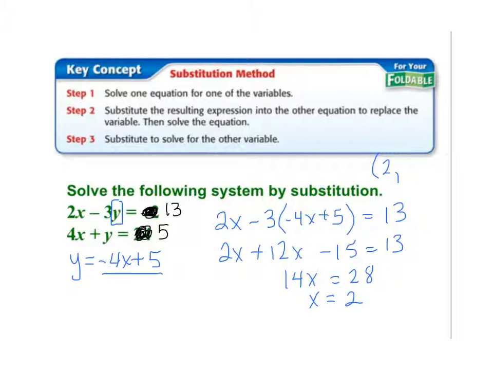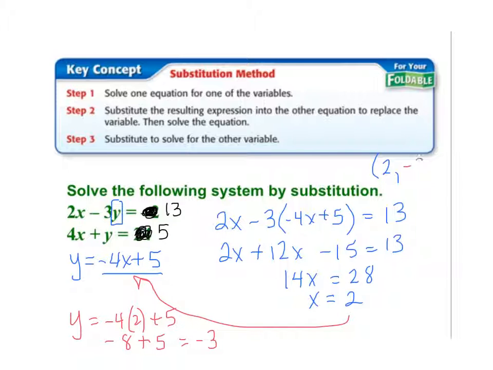I need to find the y coordinate. So I'm going to take this 2 and substitute it back into one of the equations. Probably be just as easy to do this one. So I'm going to have negative 8 plus 5, which is negative 3. So the point of intersection for this system of equations, or the point where they intersect, would be at 2, negative 3. So this is consistent because it has a solution, and independent because it has one solution.